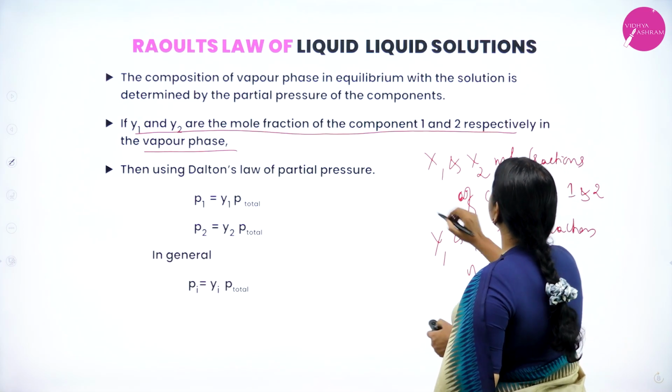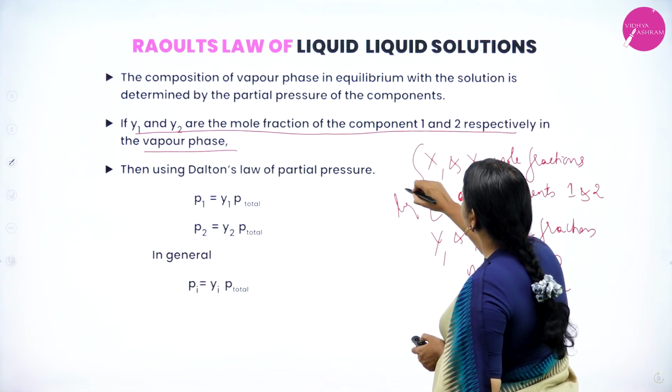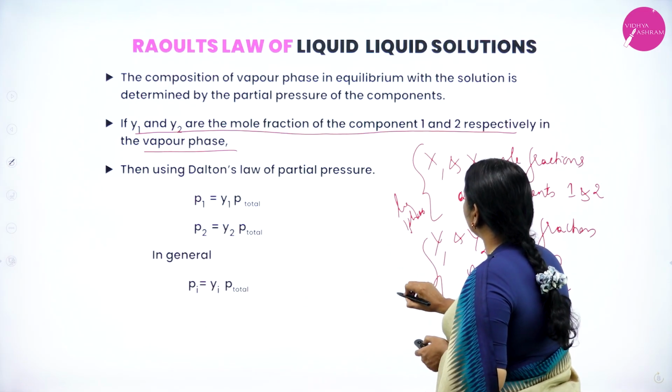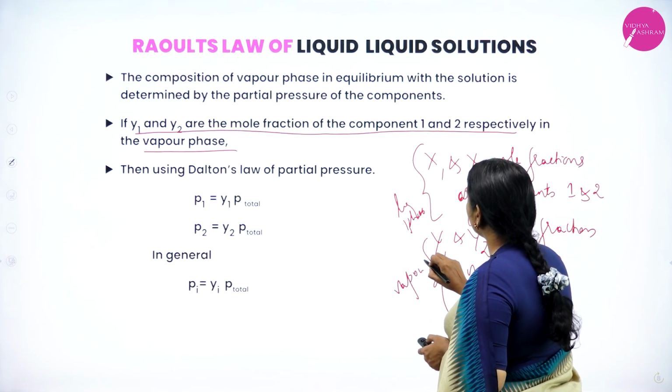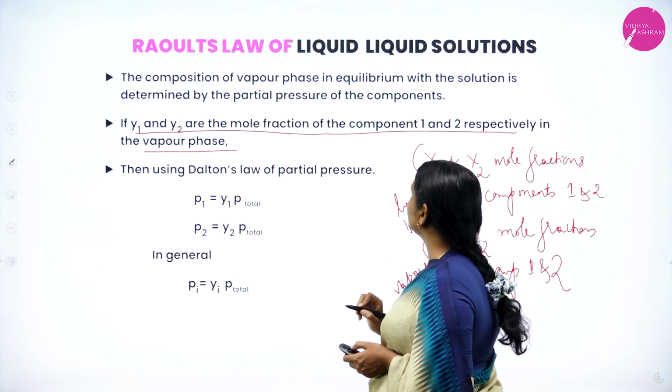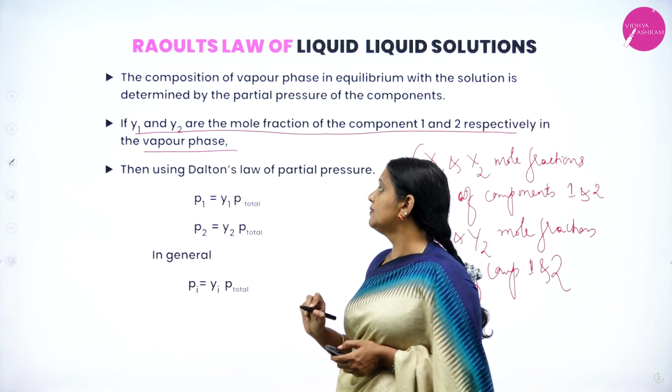But what is the difference? X1 and X2 are in the liquid phase. Y1 and Y2 are in the vapor phase. In which phase? Vapor phase. So, Y1 and Y2 are the mole fractions of components 1 and 2 in the vapor phase.